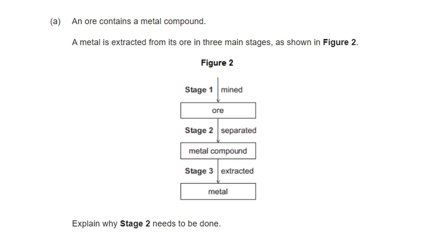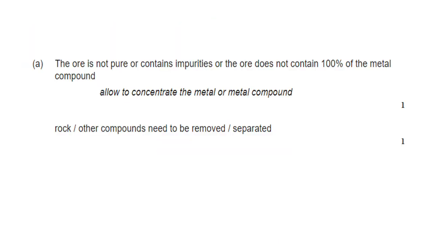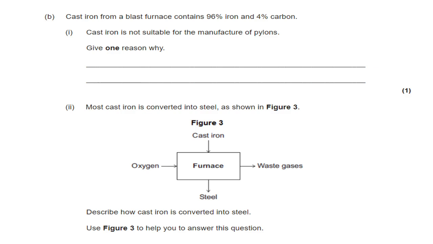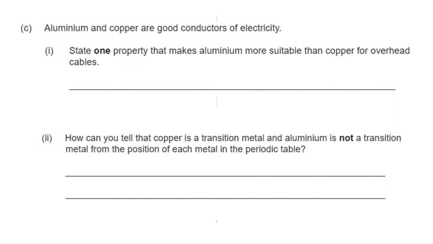So, an ore contains a metal, it is extracted in stage 2. Why does it need to be separated? Well in stage 2, as you're going to see, it's not just pure metal, it's 70%. You have to get rid of the other 30% impurities that aren't the ore itself. Give one reason why cast iron isn't suitable for pylons. Cast iron is actually pretty brittle. And in step 2, most cast iron is converted into steel. How is it made into steel? It is allowed to react with oxygen. The carbon is oxidized, it becomes carbon dioxide.